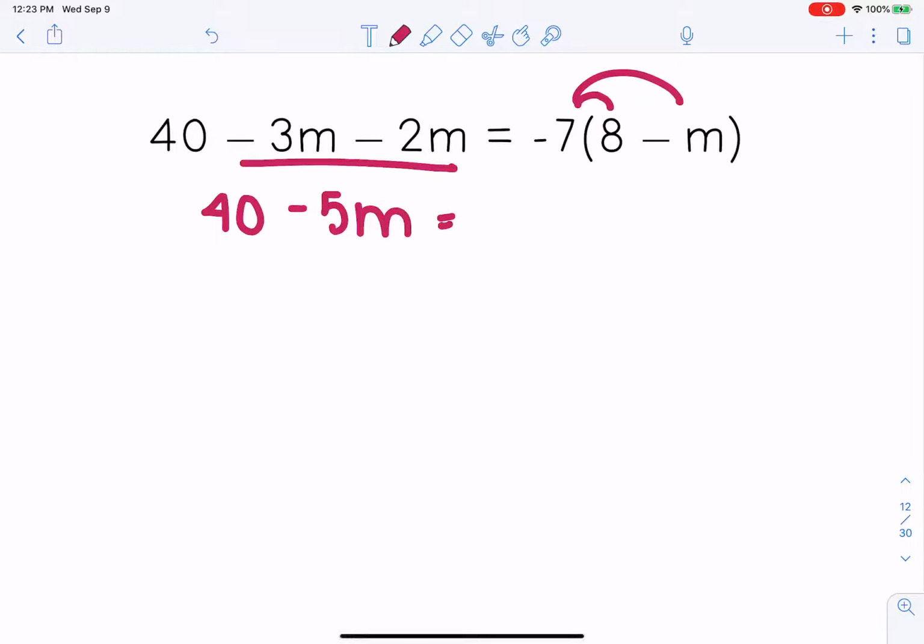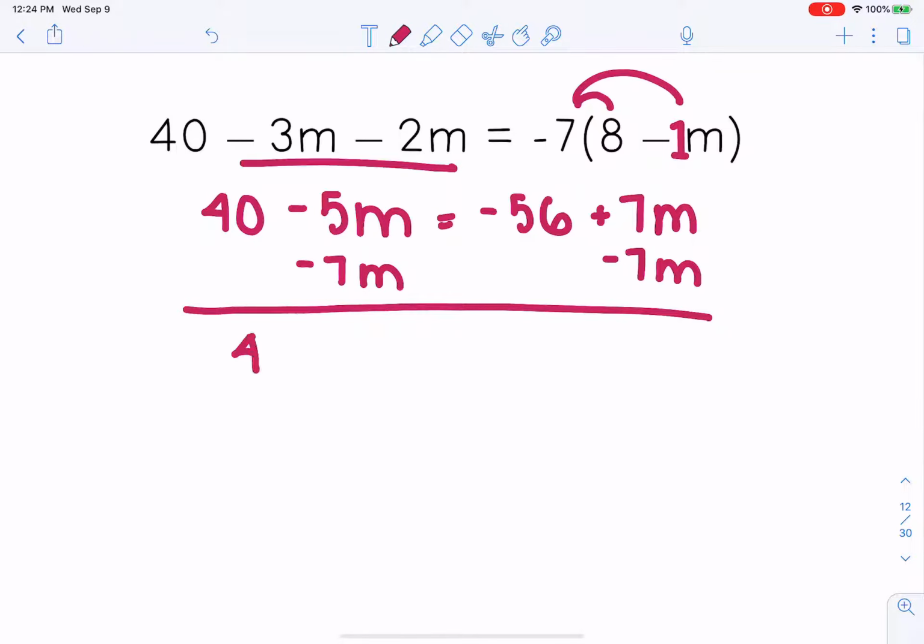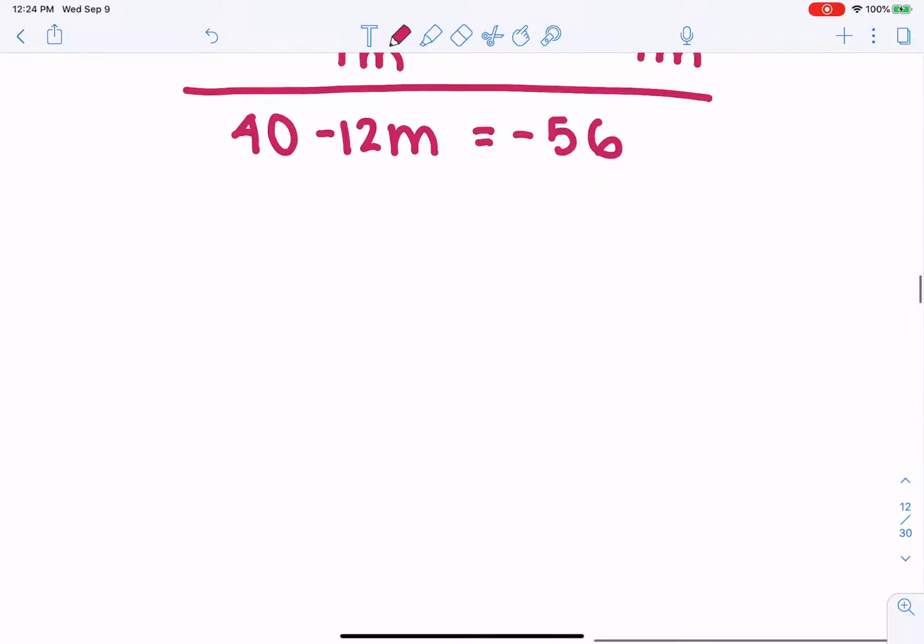So let's distribute. Negative 7 times 8 is negative 56. Negative 7 times negative 1m is a positive 7m. Now let's move this m to the other side. 40 minus 12m equals negative 56. Now we're ready to solve as usual.